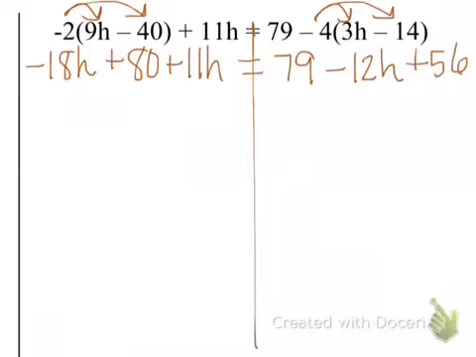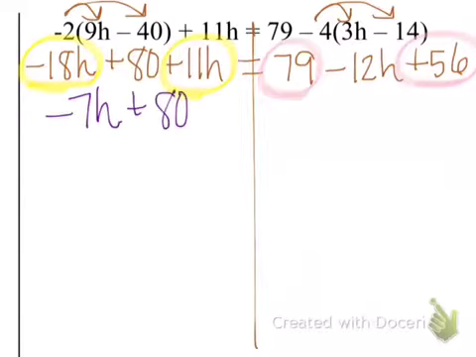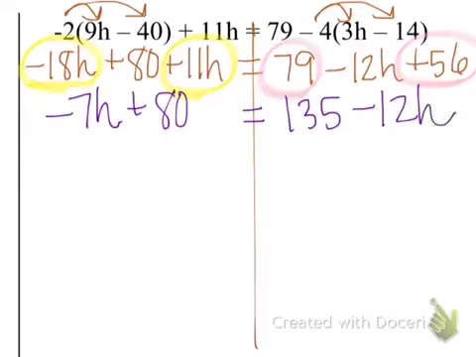All right, now we've got some like terms we can deal with. On this left-hand side, I've got a negative 18h and I've got a positive 11h. On the right-hand side, we've got 79 and a positive 56 we can combine. All right, so let's go ahead and do that. So on the left, negative 18h plus 11h is just negative 7h. We still have our plus 80. On the right-hand side, we want to do 79 plus 56, which gives us 135. And then we still have our minus 12h.